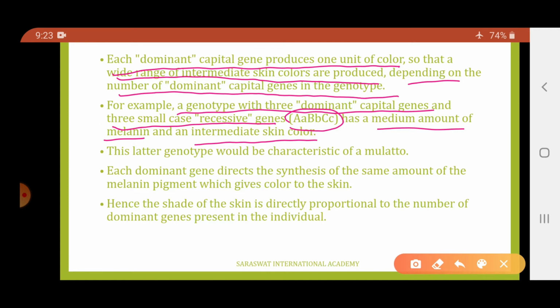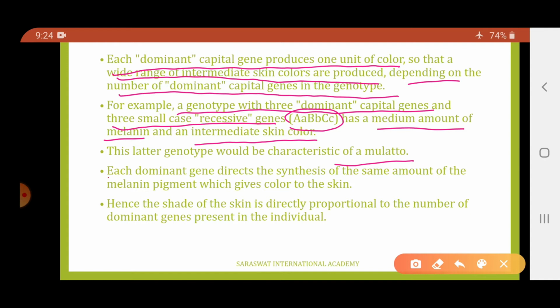This person with the intermediate skin color is called a mulatto. So the genotype where a person has 3 dominant genes and 3 recessive genes, that is capital A, small a, capital B, small b, capital C, small c, will be considered a mulatto, which means a person with the intermediate skin color.